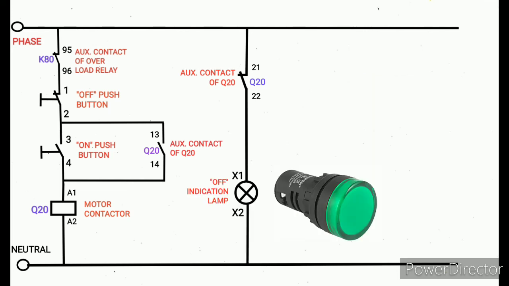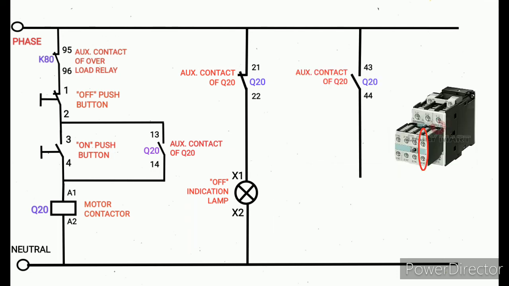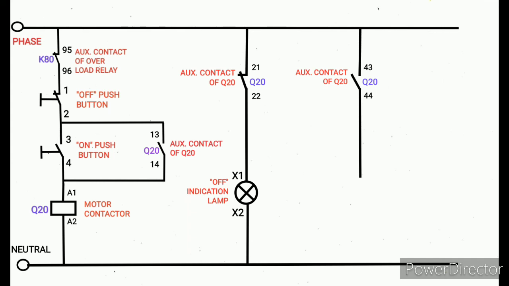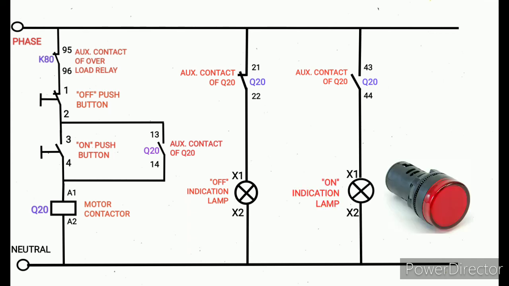Next we are going to draw the ON indication lamp. For ON indication I have taken the Q20 contactor's auxiliary contact 43 44, mentioned here. That picture also I circled and showed to you. To the auxiliary contact 43 44 I connect the ON indication lamp with red color.